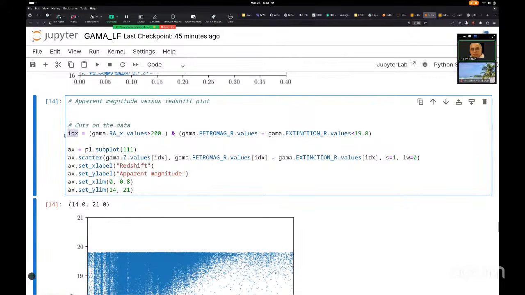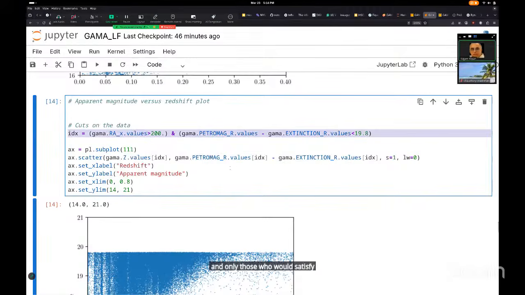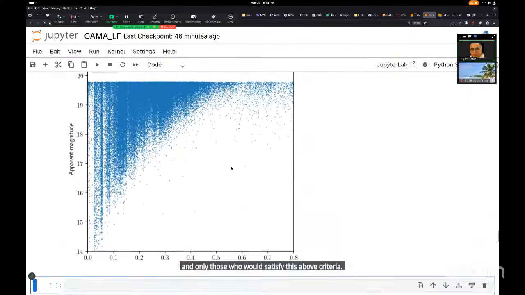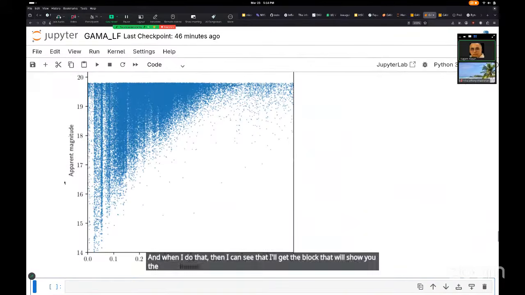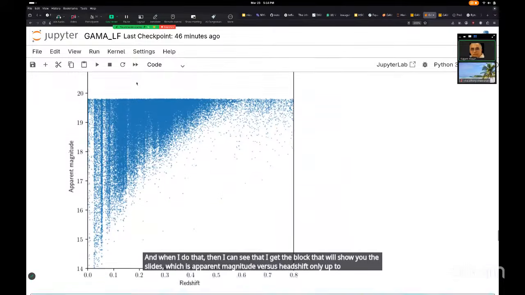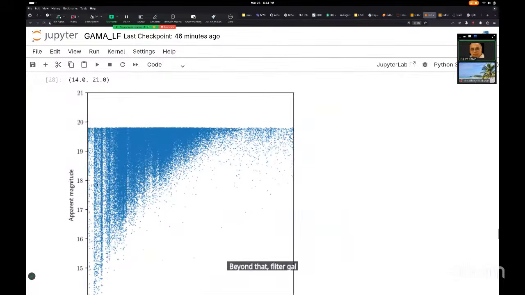And then I'm going to apply this IDX when I make the plot. So I plot the redshift versus the extinction corrected magnitude, and only those which satisfy the above criteria. When I do that, I get the plot that I've shown in the slides, which is apparent magnitude versus redshift. Only up to 19.8 you can see things. Beyond that, fainter galaxies you can't see, brighter galaxies you see.